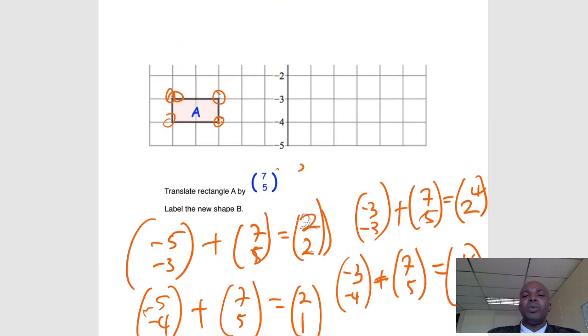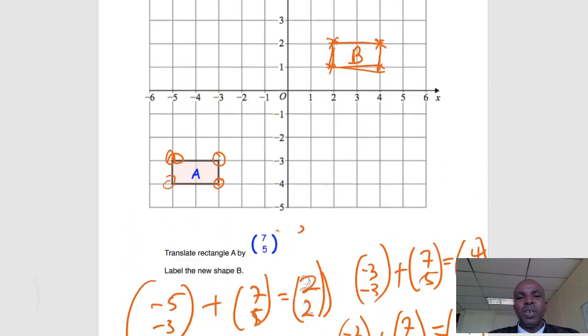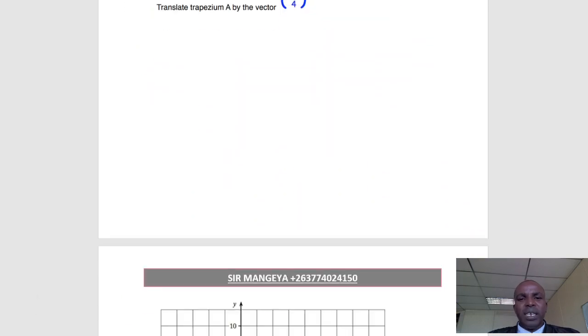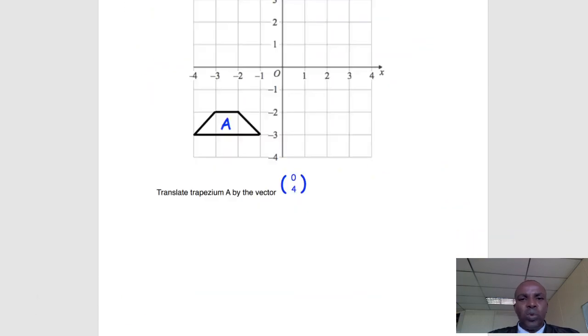Then you plot all these points. You usually get the same rectangle. Done. Right, I'm sure you've seen it. Then let's do this one.